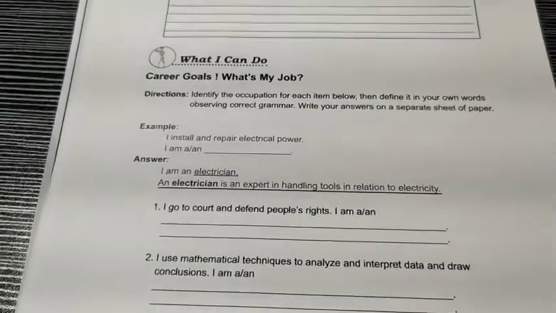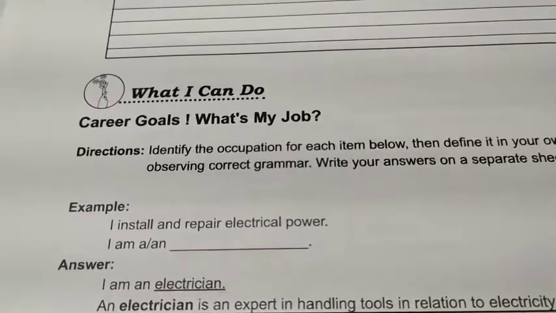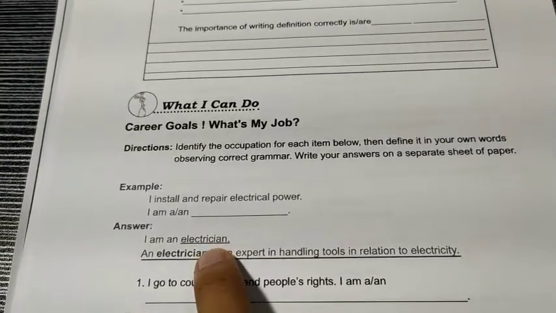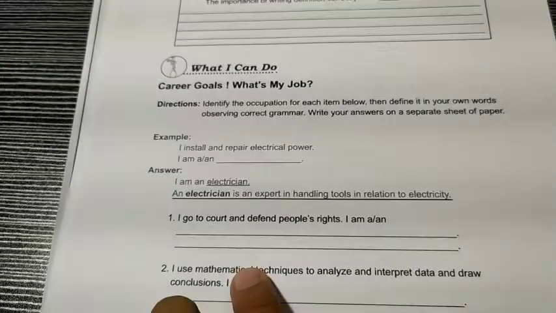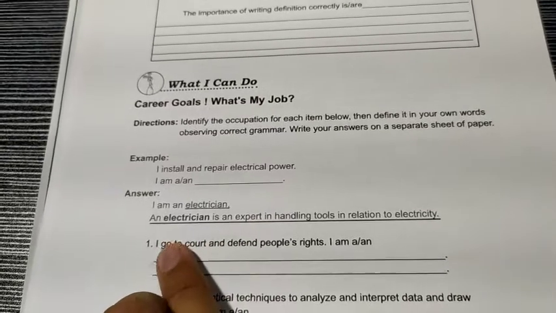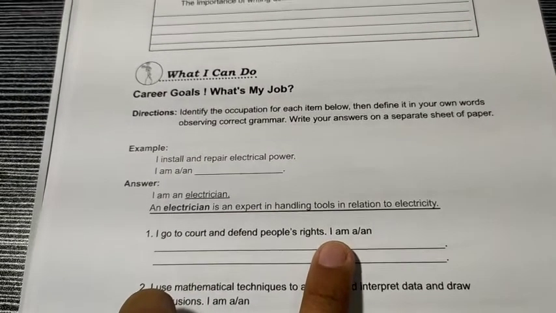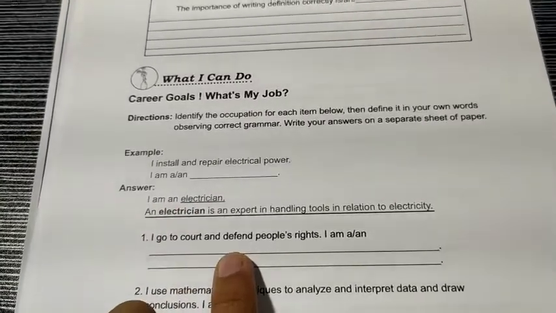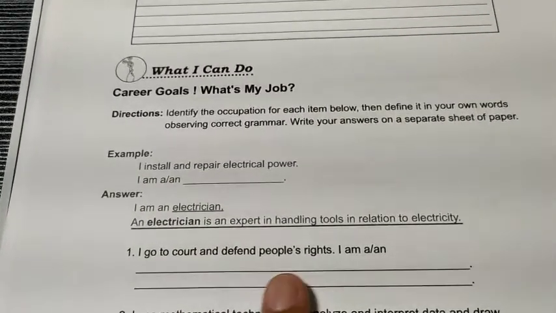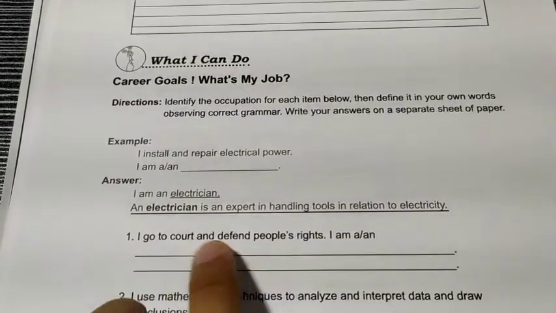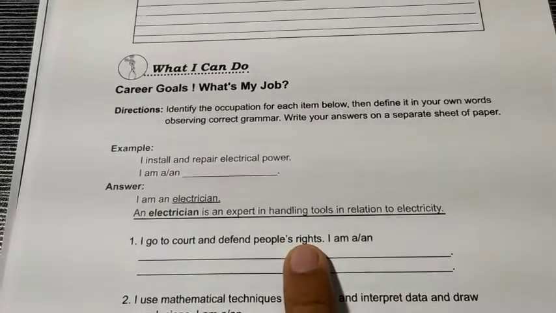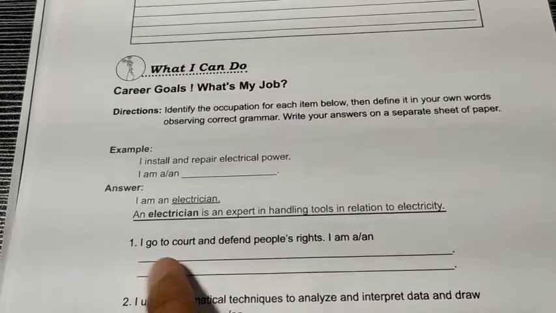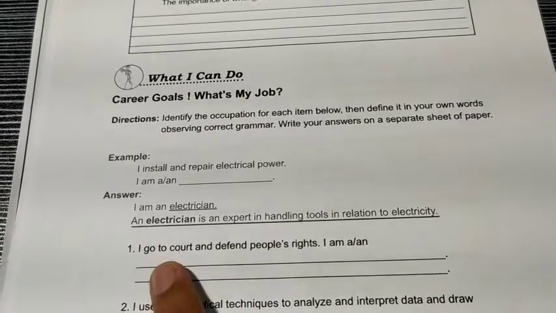What I can do, for example: I install and repair electrical power. I am blank. I am an electrician. So you will identify what is being described, then that will be the term. Then identify the class, identify the characteristic, like that. I go to court and defend people's rights. So what is the profession? Then I am a or an blank, depending.